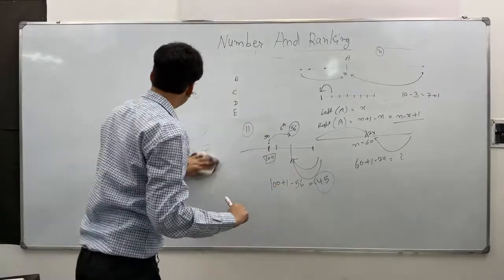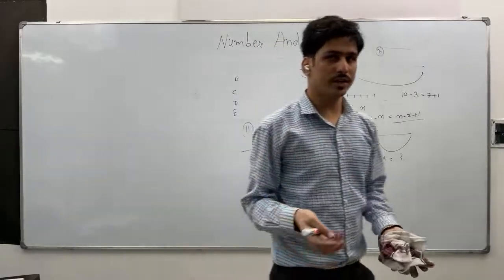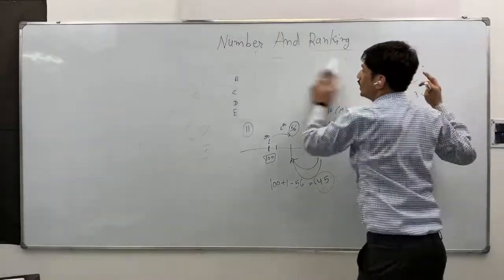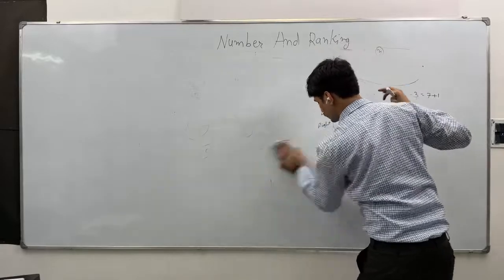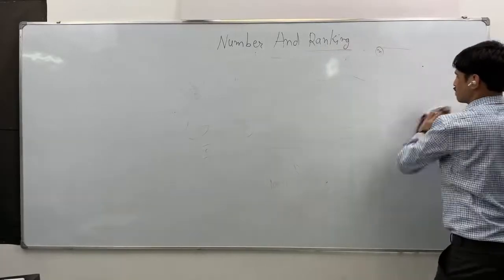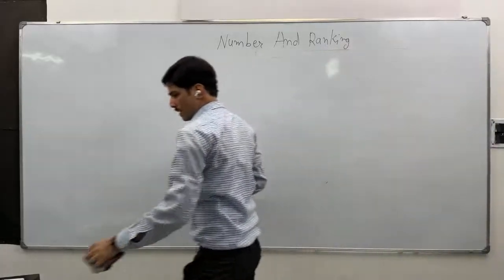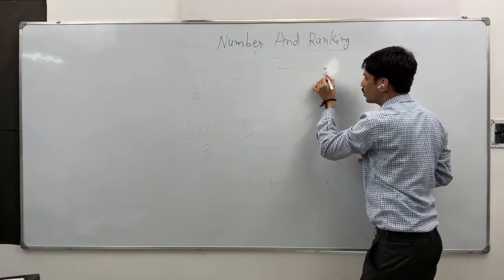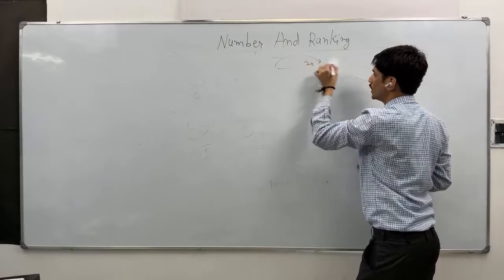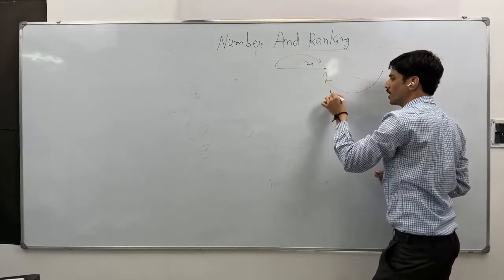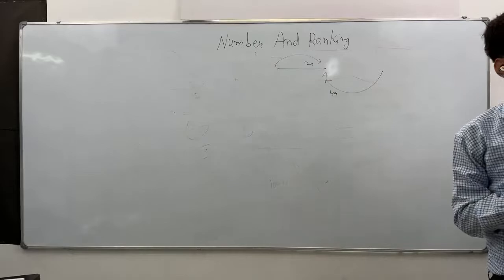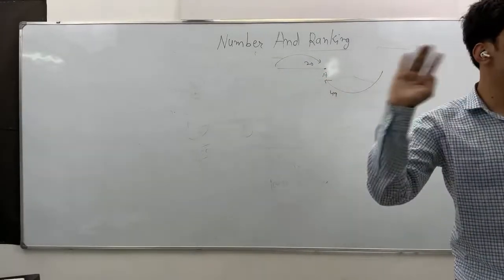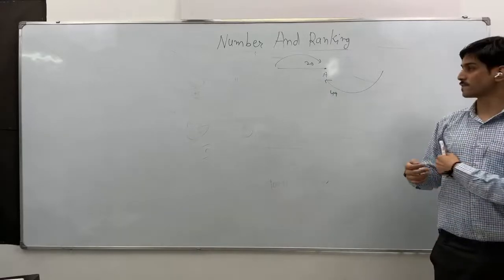Now let's say the rank of a student is given from both sides. This one is clear to everyone? Okay. Next one we'll see. Let's say there is a row in which the rank of A from the start is 20 and from the end is 49. Now how do we find the total number of students? It's the same logic.